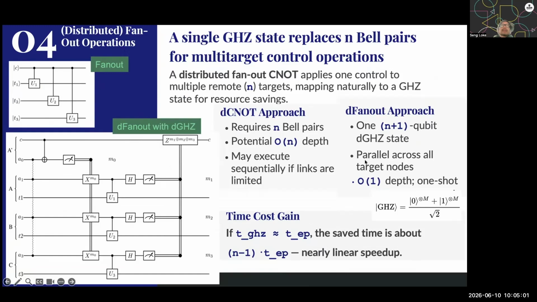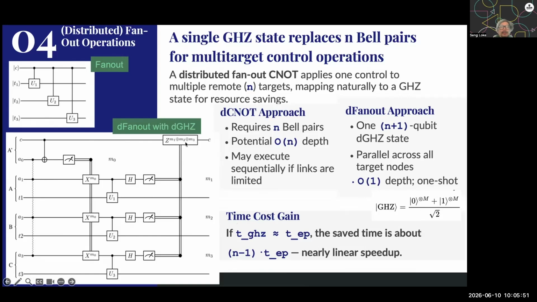Indeed, there's a lot of work, as I mentioned in the previous slide, that's trying to implement GHZ states in one shot, or in one step, right? One way to realize a GHZ state is to use a number of Bell pairs, let's say a logarithmic number of Bell pairs. Or if you use a one-shot approach, if that is really realized, we can create a GHZ state in O(1) depth and therefore do a D fan out operation, which just uses one DGHZ state in O(1) depth. So you can imagine there's a tremendous performance gain as a result, right?